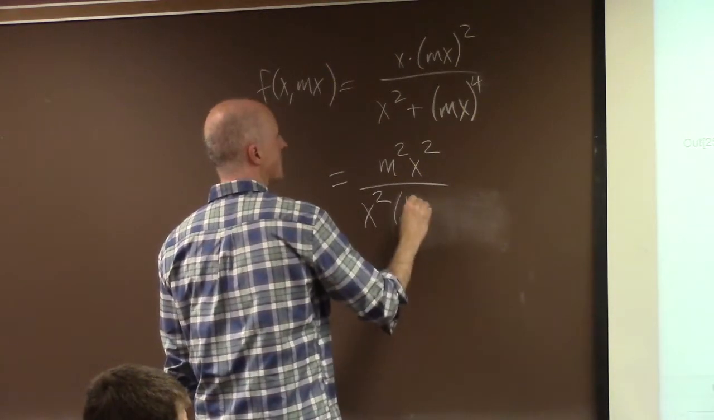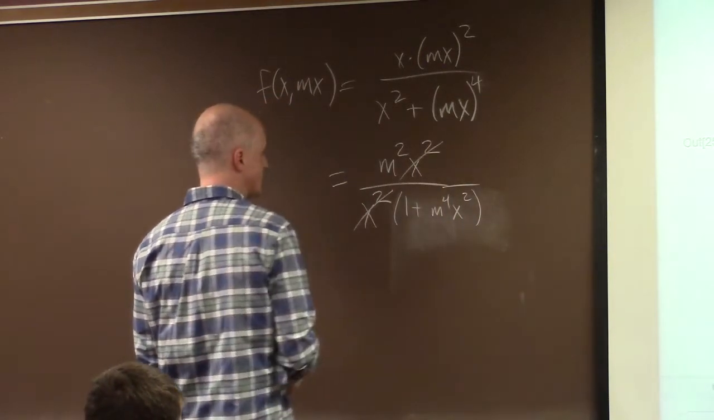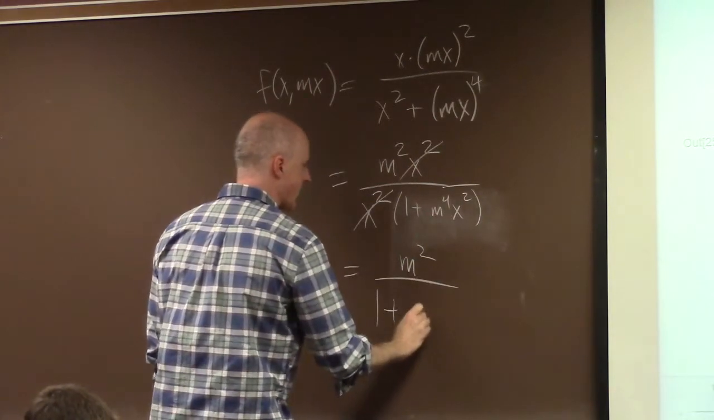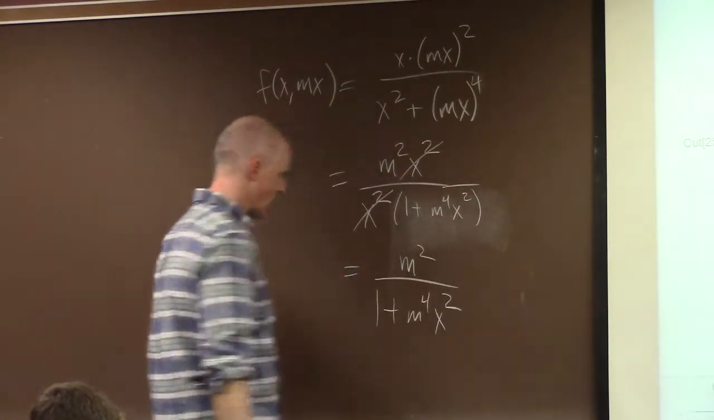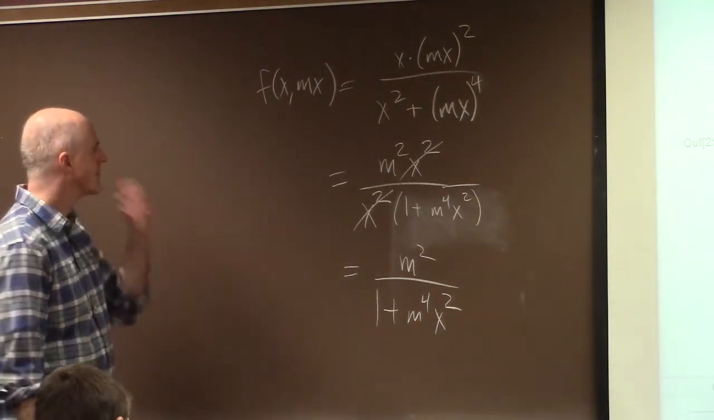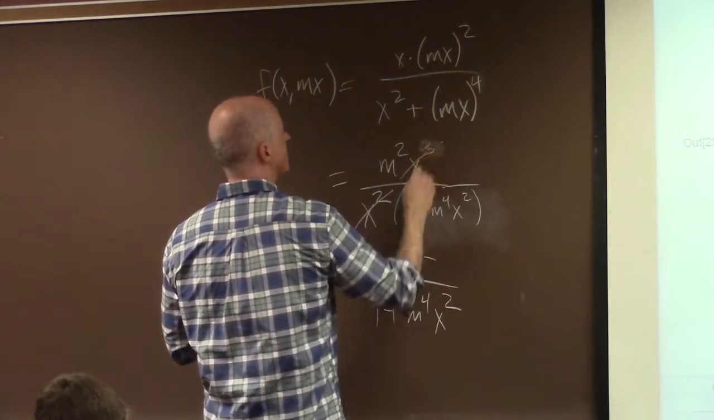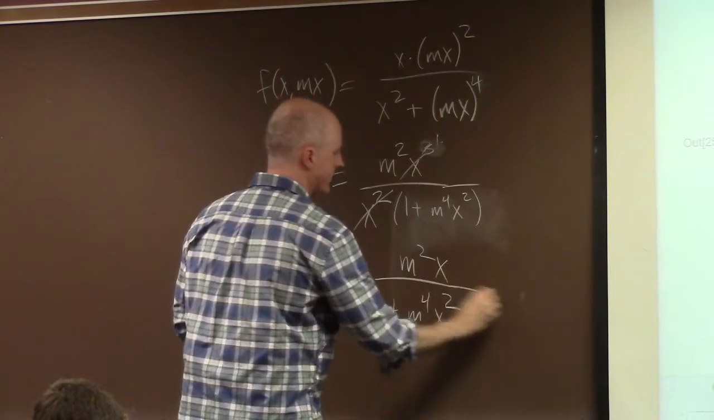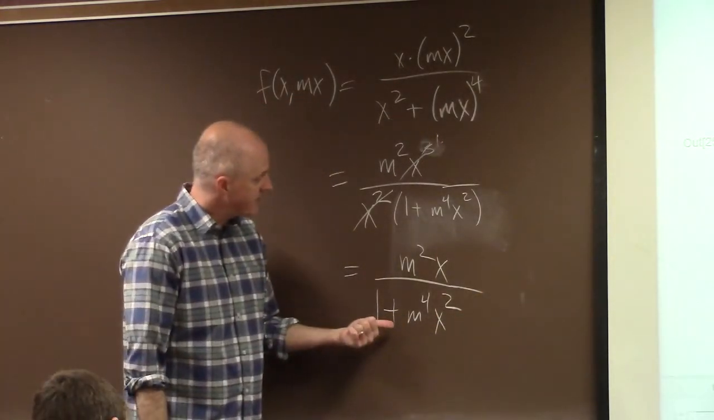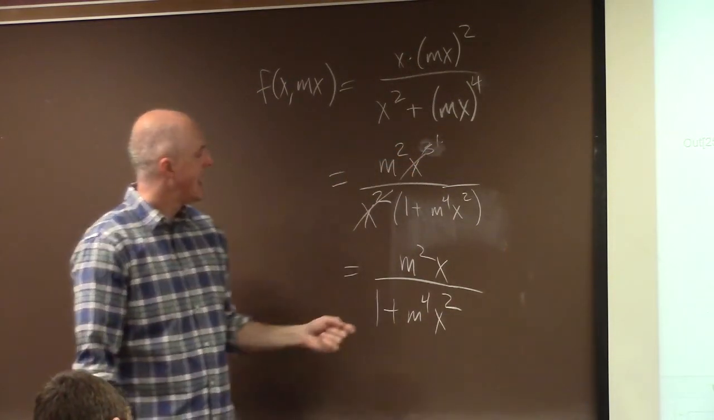Okay, so you're going to get 1 plus m to the fourth times x squared. The x squareds will cancel as long as x is non-zero. So as long as x is non-zero, you get this expression, which is not constant. It does depend on x. This was supposed to be an x cubed here, wasn't it? There is one x still up in the numerator.